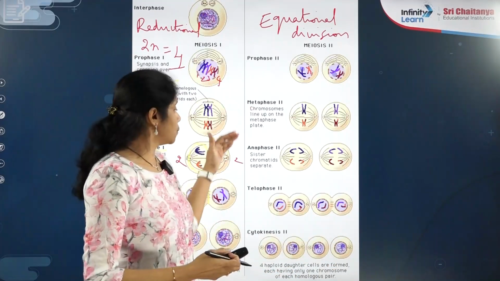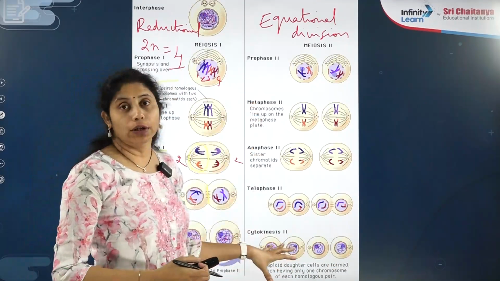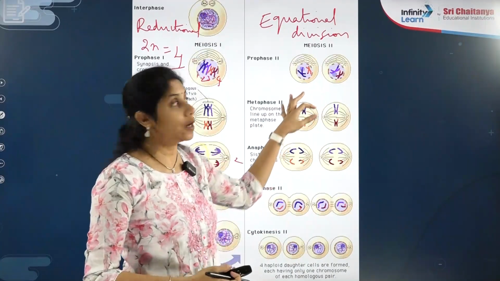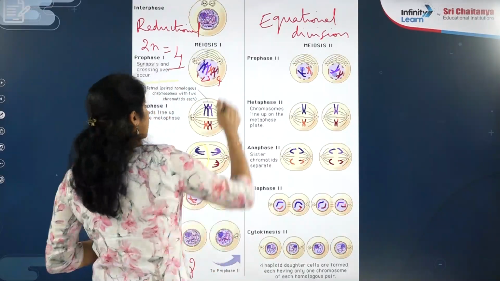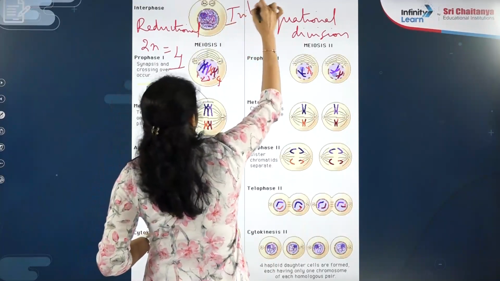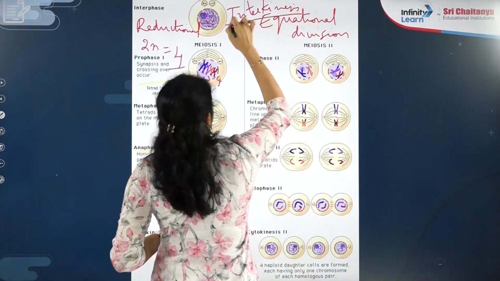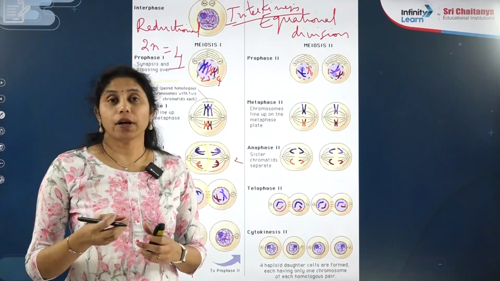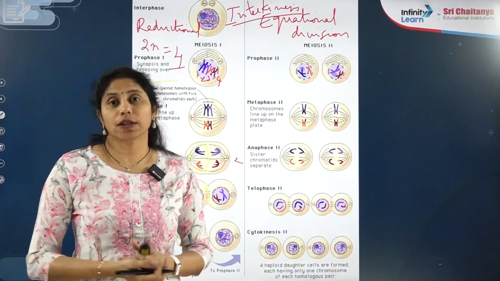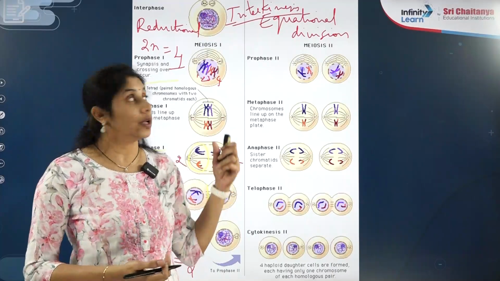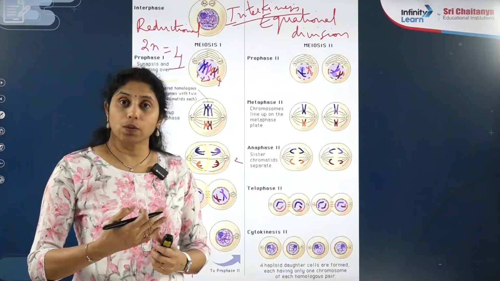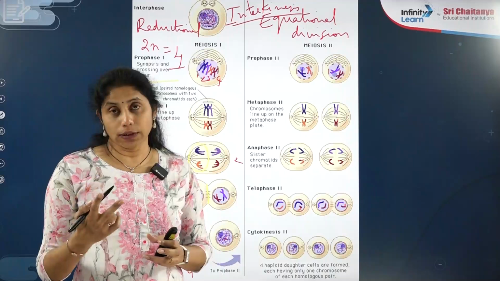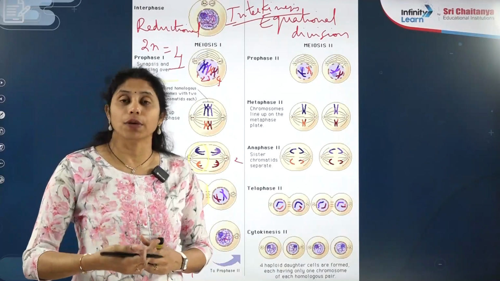So prophase 2, metaphase 2, anaphase 2, telophase 2 are exactly similar to mitosis. But in between meiosis 1 and meiosis 2, we have one phase called interkinesis. In interkinesis, there is no DNA replication. It just takes time for the preparation of the cell division. So first meiosis 1, then interkinesis, then meiosis 2. By the end of meiosis 1, we are getting 2 daughter cells and they enter into the interkinesis. Later they proceed to meiosis 2.